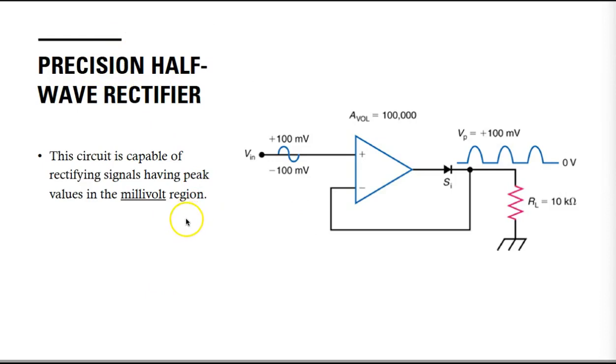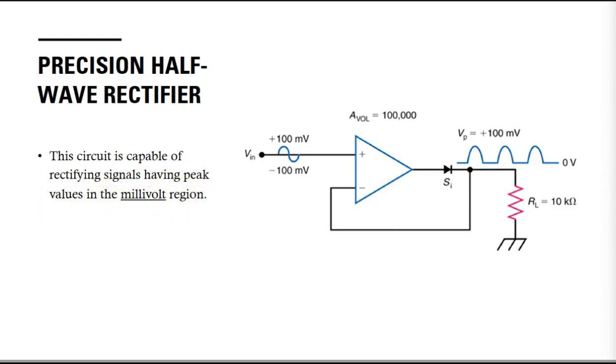The precision half wave rectifier is used to detect very low level signals, and this is the basic circuit you see here, where you have an op-amp connected to a diode, and the output of the diode is fed back to the inverting terminal, and you have the load connected here, so you get signals something like this. That will create your half wave rectified output. This circuit is capable of rectifying signals having peak values in the millivolt region.